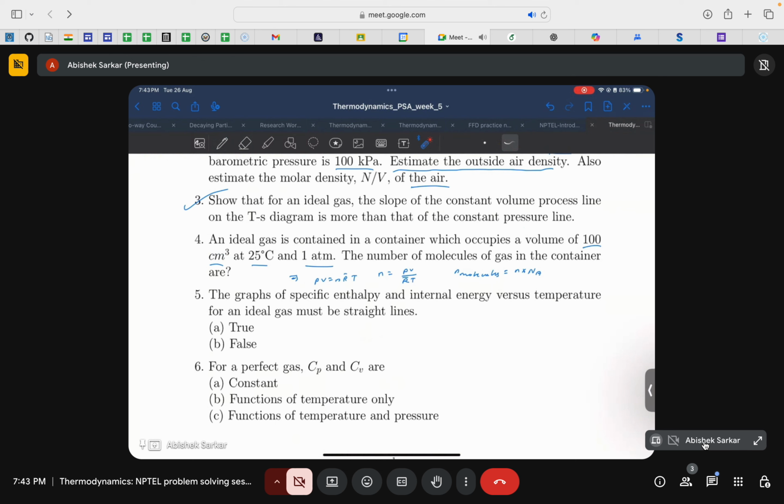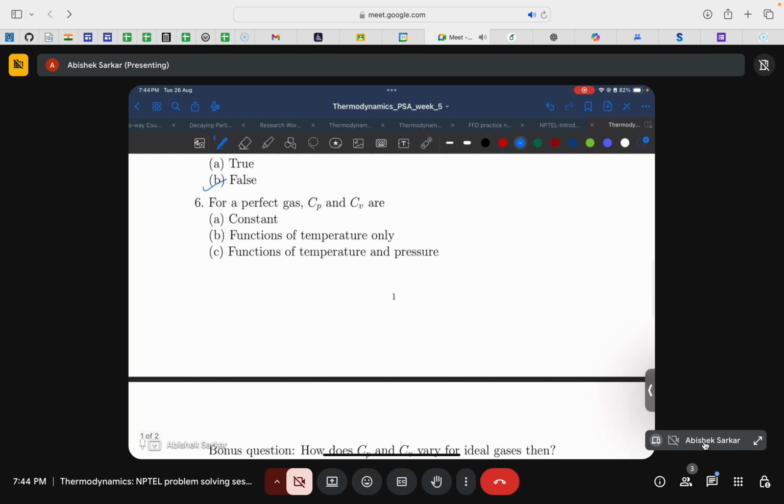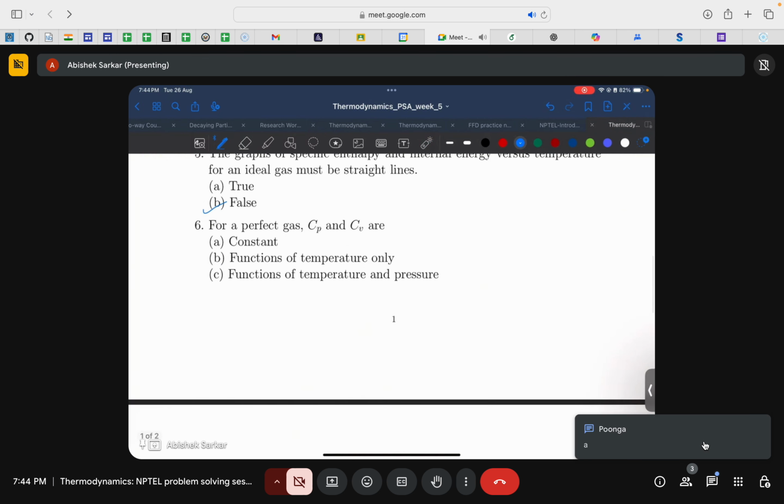So the next question is, the graphs of specific enthalpy and internal energy versus temperature for an ideal gas must be straight lines. True or false? Yes, exactly, because it can either be straight lines or curved lines as well, as discussed by Professor Anand. So it is false. Let us look at the next question. For a perfect gas, Cp and Cv are constant, functions of temperature only, or functions of temperature and pressure? A, exactly. So these are constants.